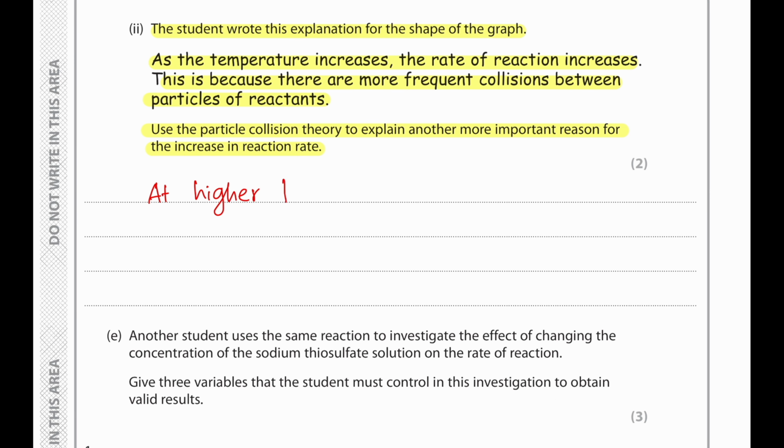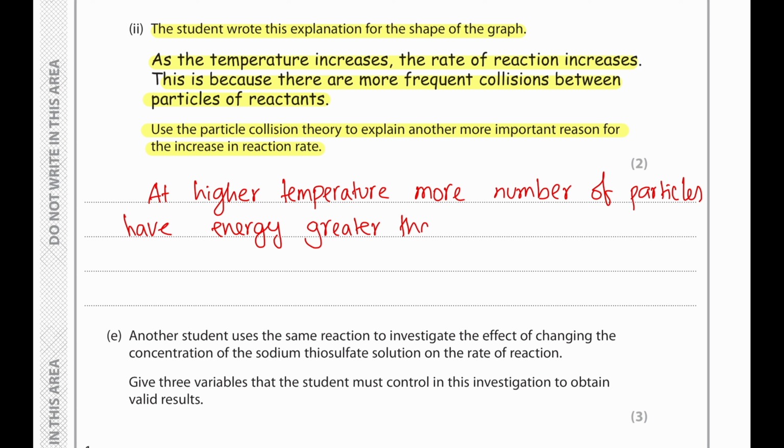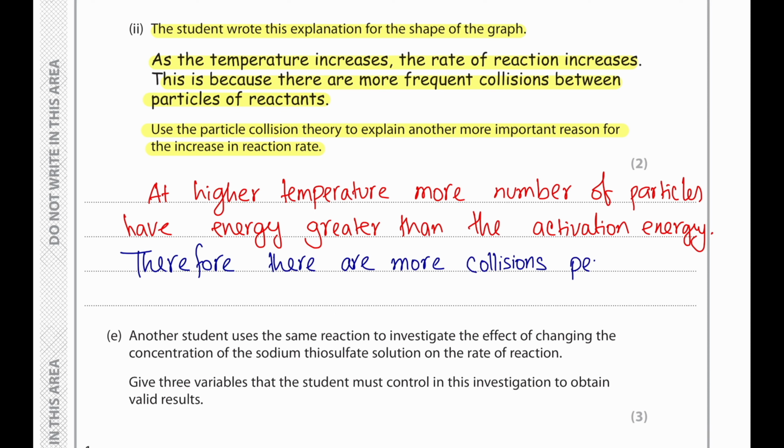As the temperature increases, more collisions occur between the particles, and the particles collide with more energy, or greater energy than the activation energy. Therefore, there are more successful collisions per second, which leads to a faster reaction.